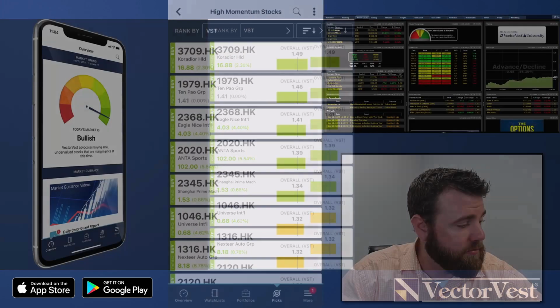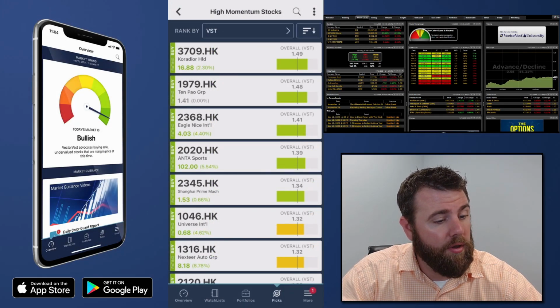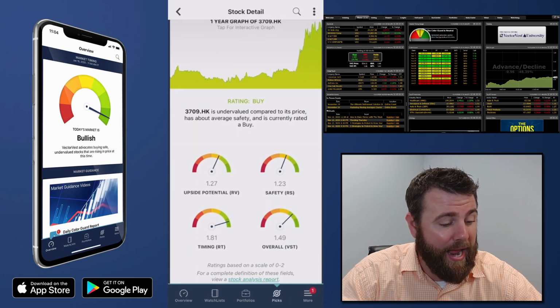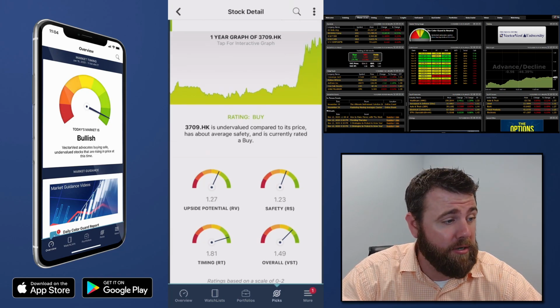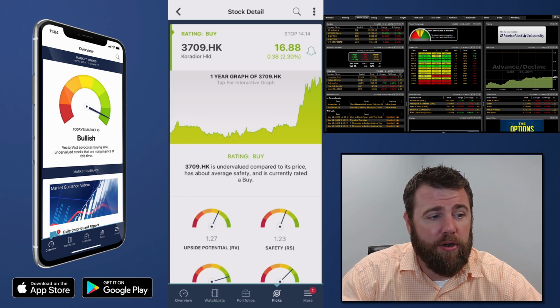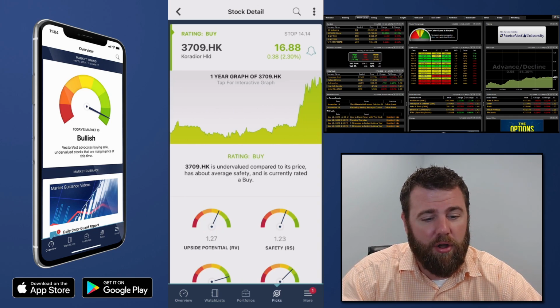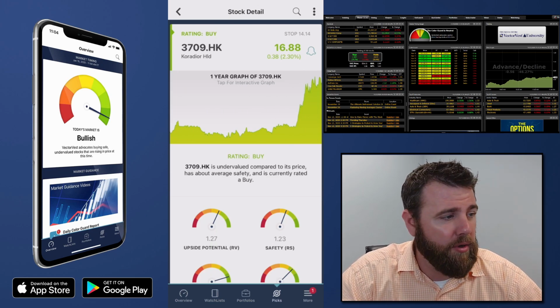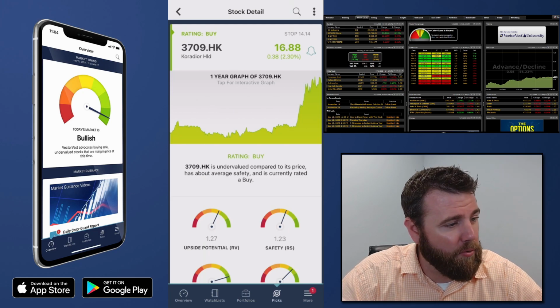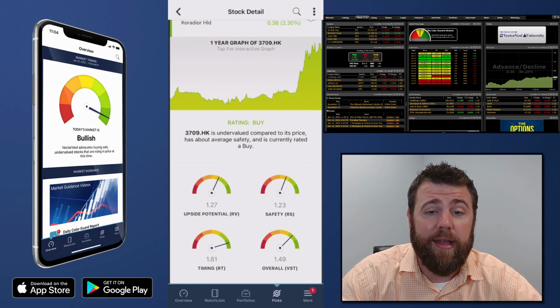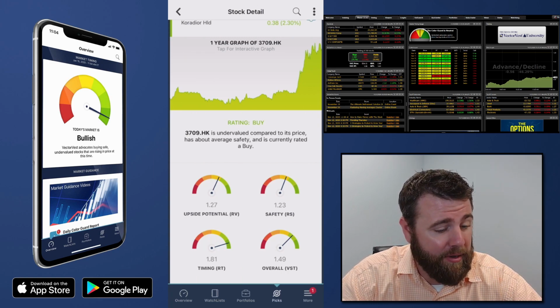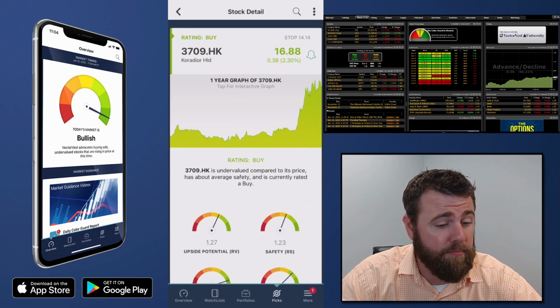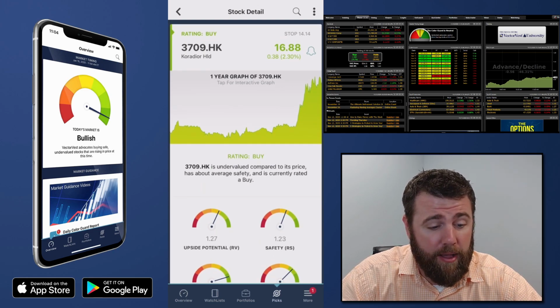Taking a look at some of the hot stocks real quick. In the Hong Kong market, 3709 is taking the number one spot. Looking at the timing, 1.81, really strong uptrend. One thing with the Hong Kong market is that they don't have ticker symbols. They're all number based. So not being familiar with any of the companies, we're going to be focused primarily on the timing. 1.81, really strong uptrend. Looking at that quick graph, really nice breakout over the last couple of months. Definitely like seeing this here.